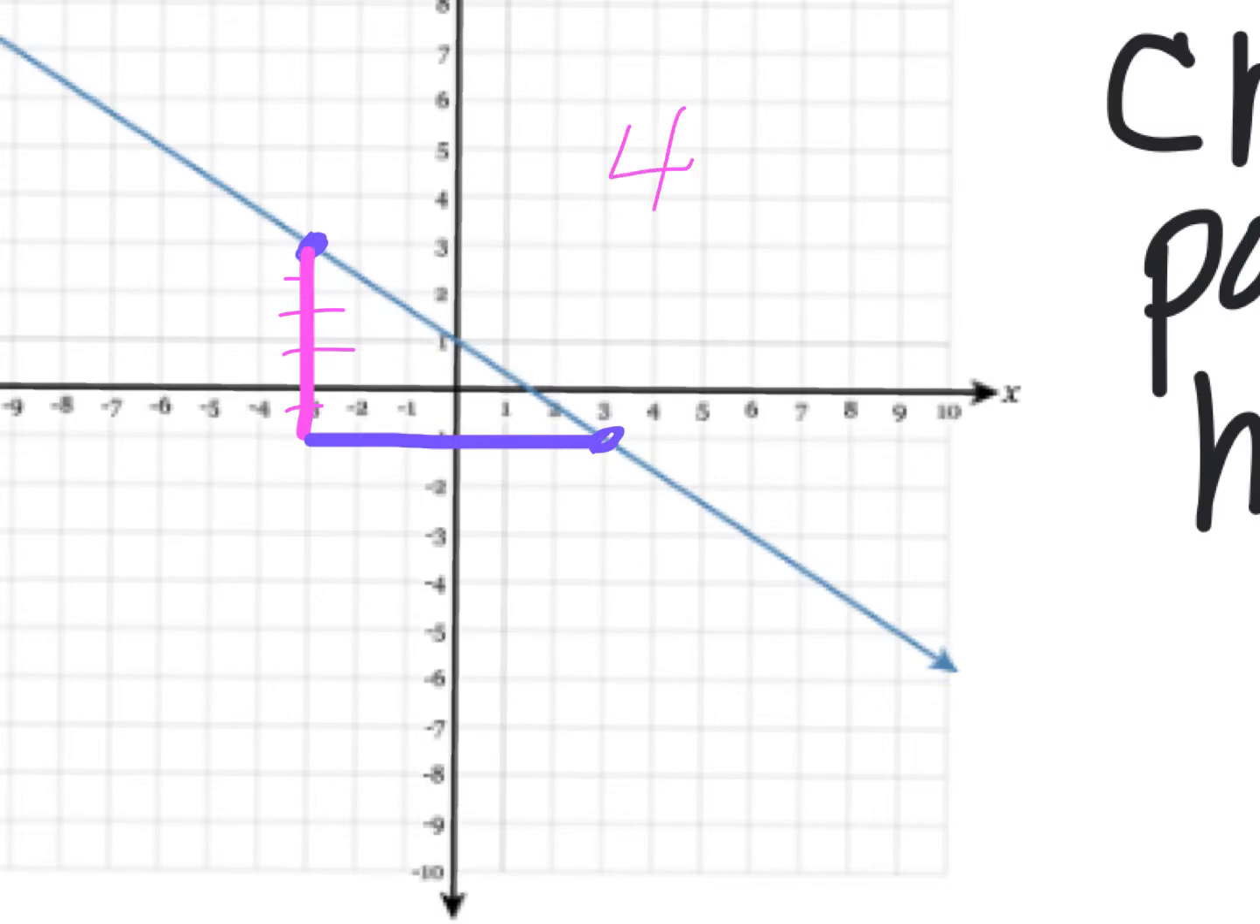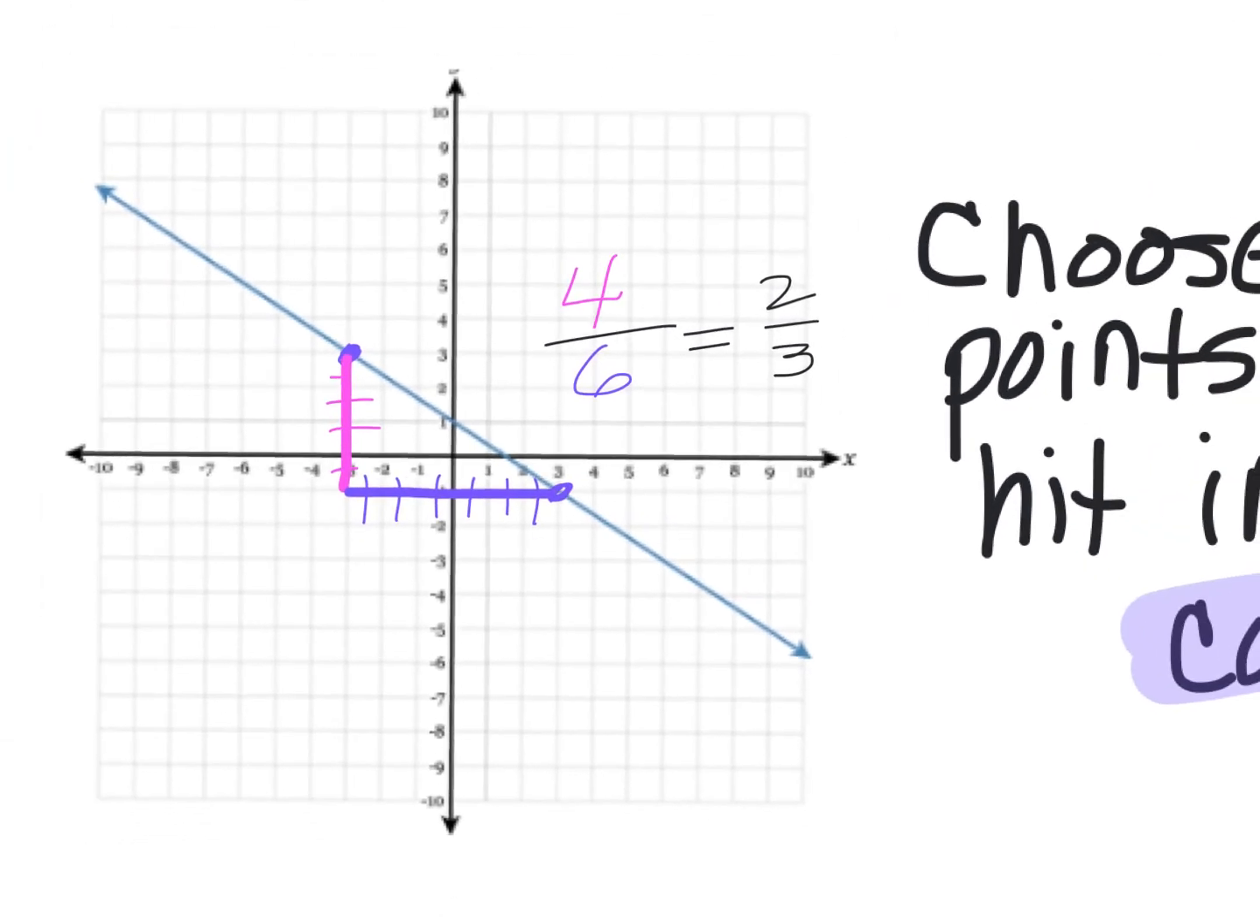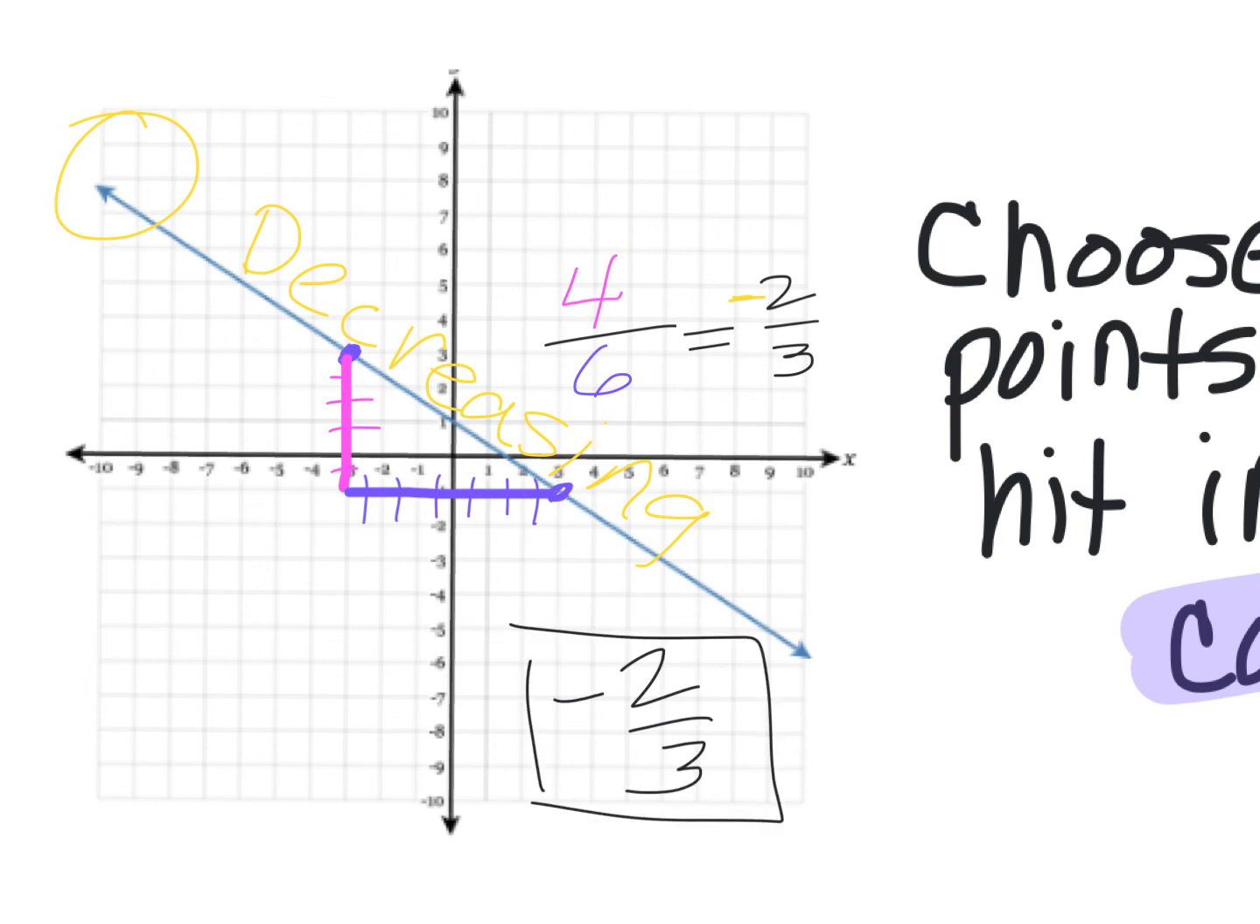So my rise this time is 4. My run is 6, which simplifies to 2 over 3. And then notice that the graph this time, moving from left to right, is decreasing. So that means that the slope is going to be a negative slope. So the slope of this line is negative 2 over 3.